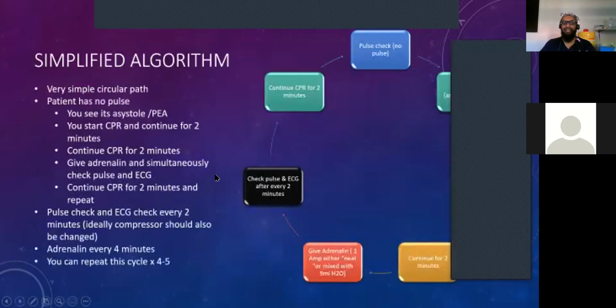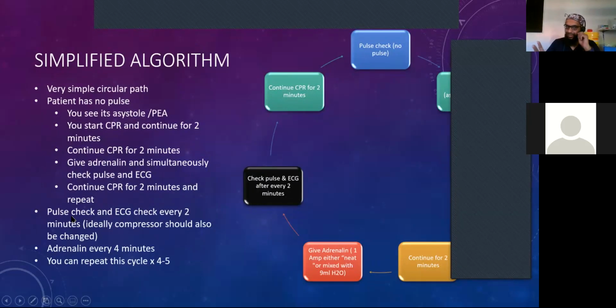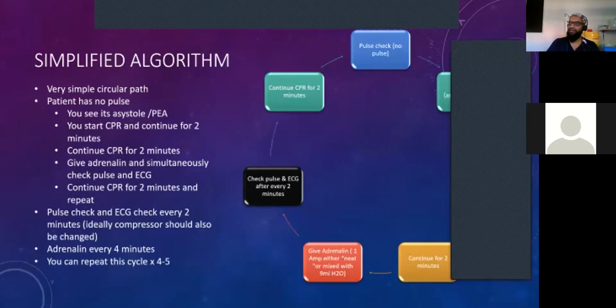The only things that are a little bit different: your pulse check is every 2 minutes, all right? Your adrenaline is every 4 minutes. So that means every second pulse check, if there's still nothing, give another adrenaline. You can't give adrenaline every 2 minutes, all right?